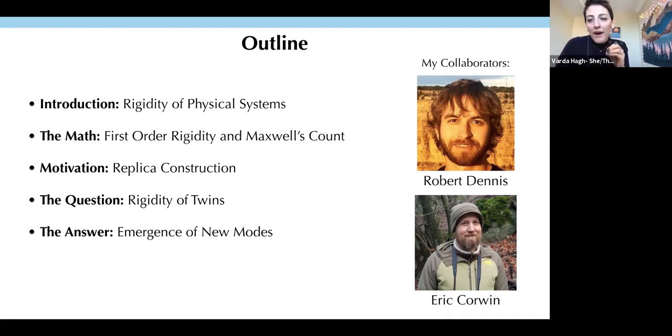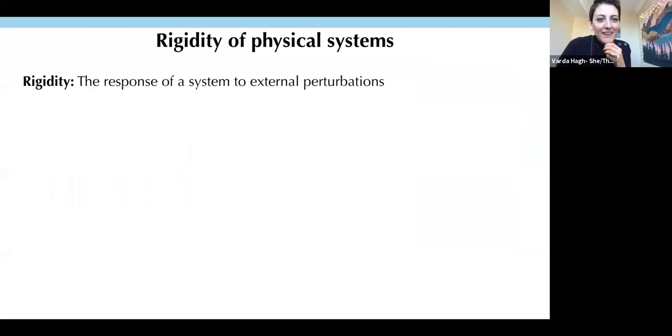All right, so my collaborators for this work are Robert Dennis and Eric Corwin, both from the University of Oregon, and they're here. So if you want to chat with them also, please feel free.